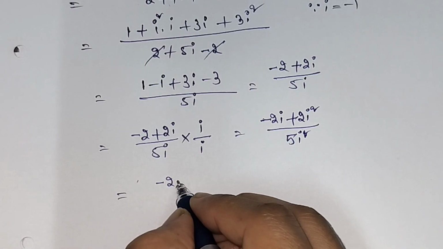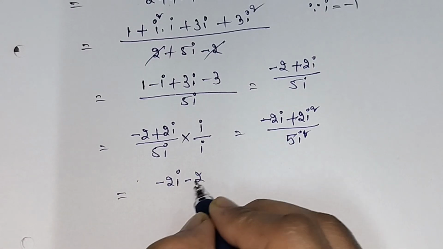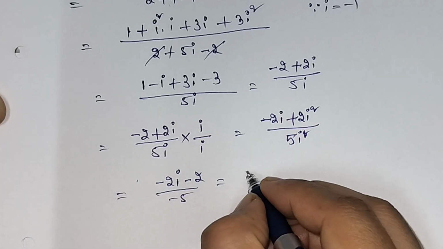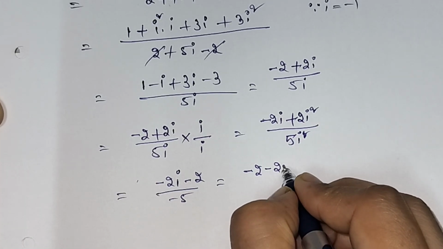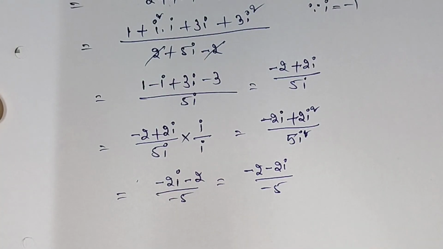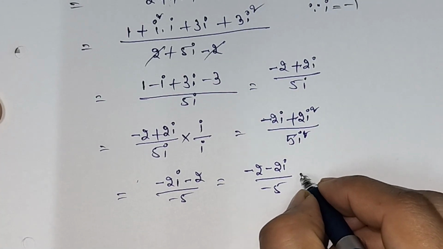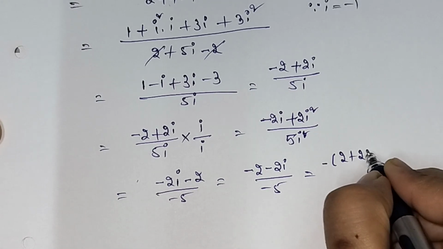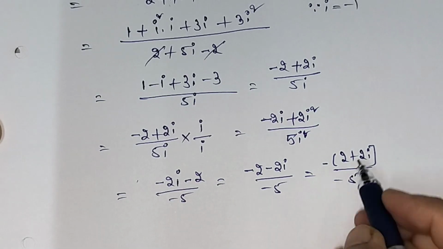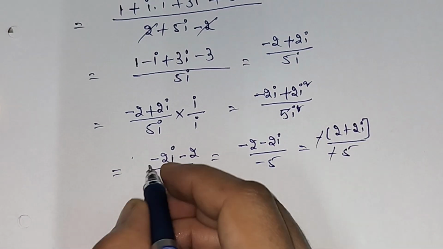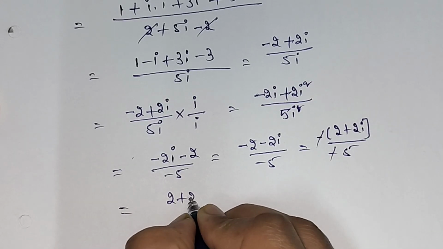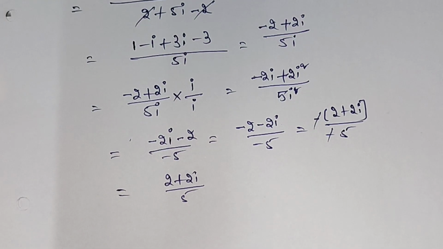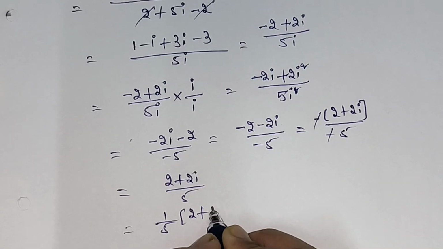That equals minus 2 minus 2i by minus 5. We can write it in the form x plus iy. So in this I am taking minus common: minus of 2 plus 2i by minus 5. Minus minus cancels. That equals 2 plus 2i by 5. So writing the denominator first, 1 by 5 of 2 plus 2i.